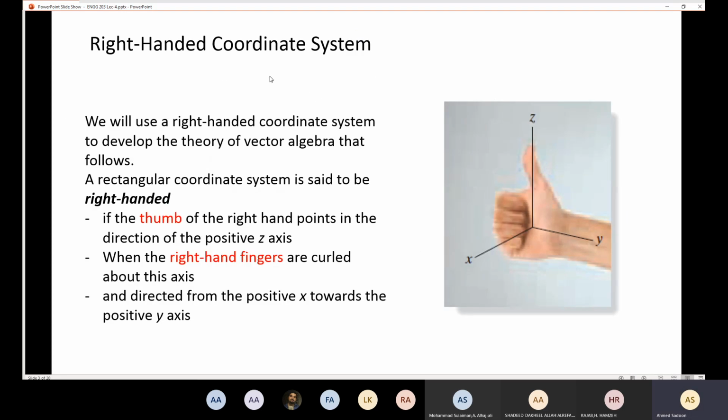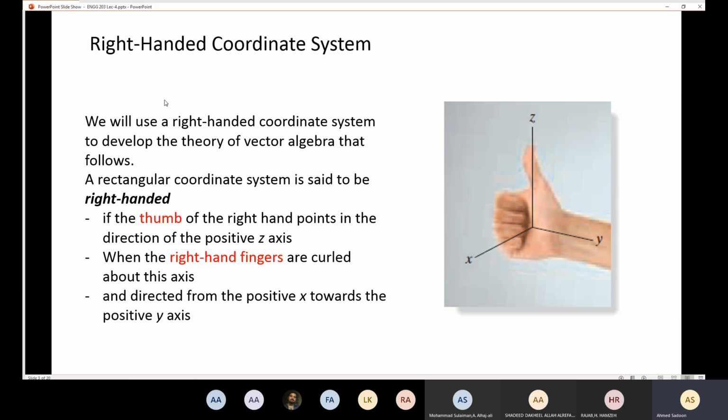First, in order to deal with Cartesian vectors, we need to have a coordinate system. For example, in 2D, we used to have X and Y, which is a very simple coordinate system. But in 3D, we need 3 dimensions. We need to have X and Y and Z. And in order to know the positive and the negative, we need to use the right-handed coordinate system.